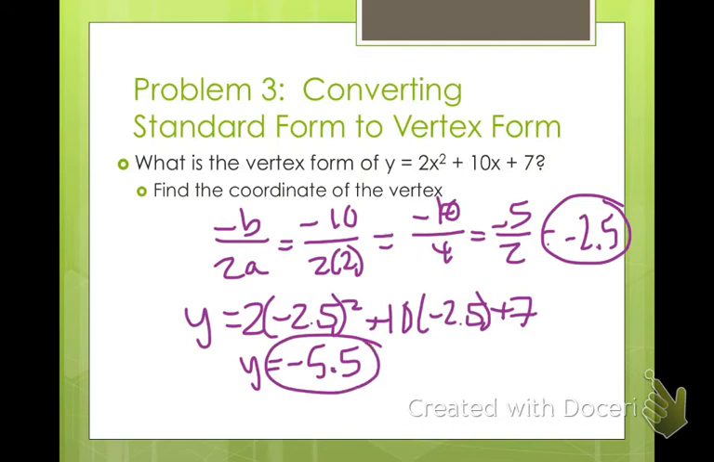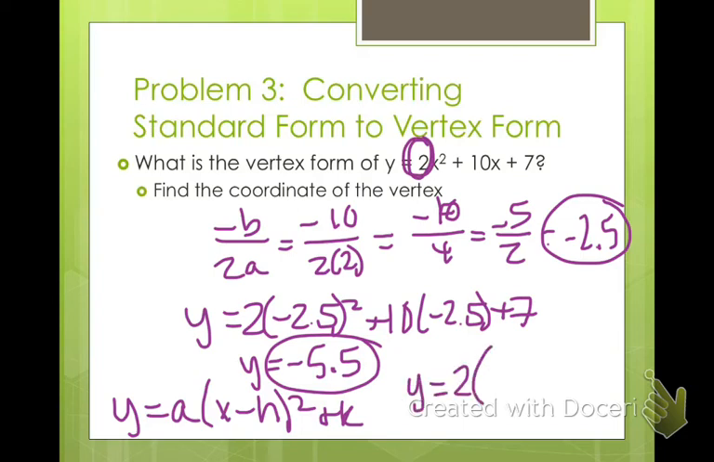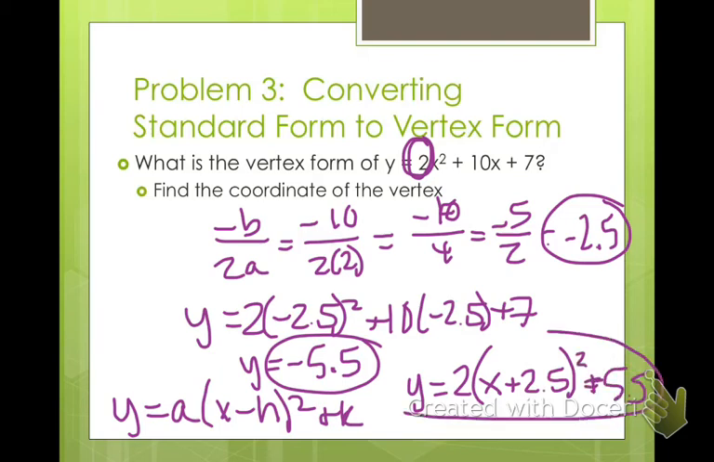So remember, our vertex form is y equals a times x minus h squared plus k. So we just go ahead and plug in our a, same a here. So y equals 2, x plus 2.5 squared plus negative 5.5, or minus 5.5. And then we just put it from standard form into vertex form.